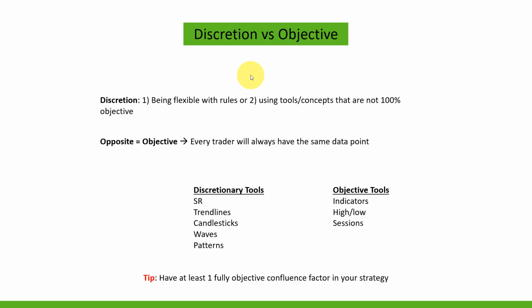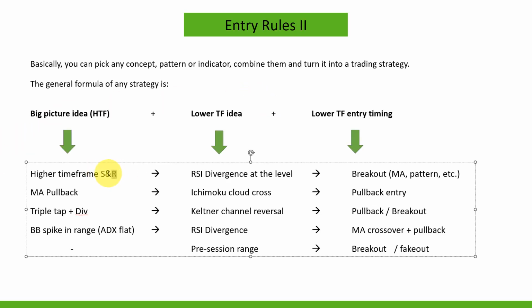Also, we can take a look at discretion versus objective confluence factors. When we talk about discretionary confluence factors, or when we just generally say we are trading discretion, what does it mean? It means that we are flexible with our rules. So for example, one of the rules could be that we have a support and resistance level. But support and resistance is not 100% objective. There are different ways how you can draw support and resistance, even across the different time frames.